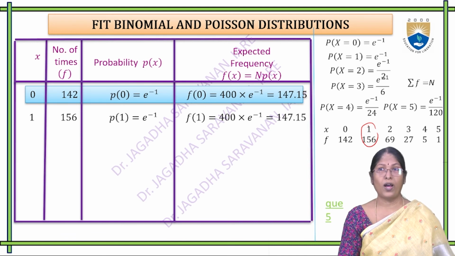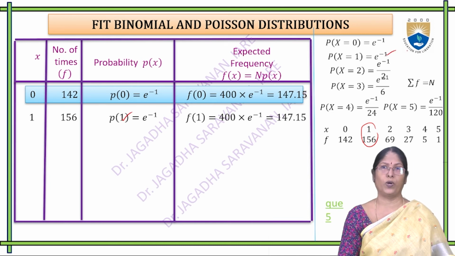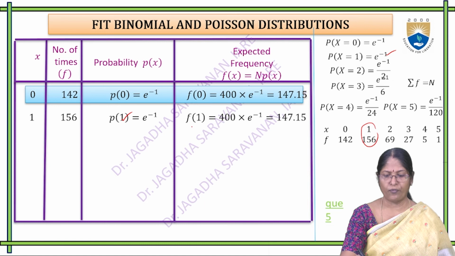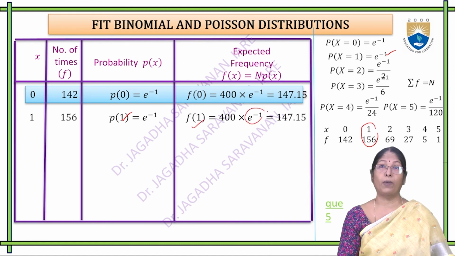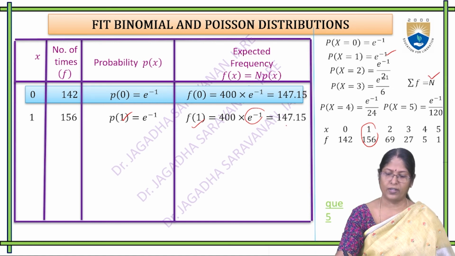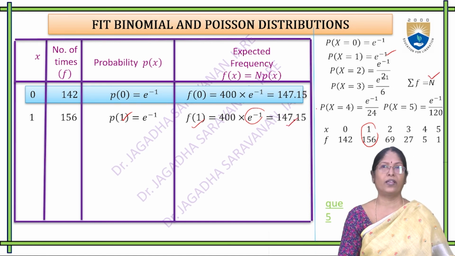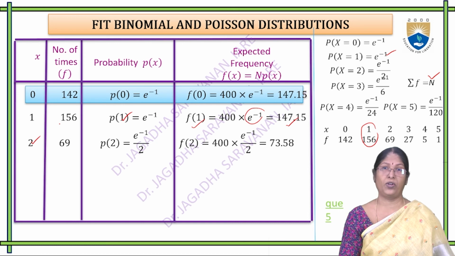Now, the second one. When x equal to 1, the frequency is 156. Then probability of 1 is e power minus 1. Then what about f of 1? That is the p of 1, the value which is multiplied by our capital N. The result we obtained is 147.15. The next one is 2 and 69.